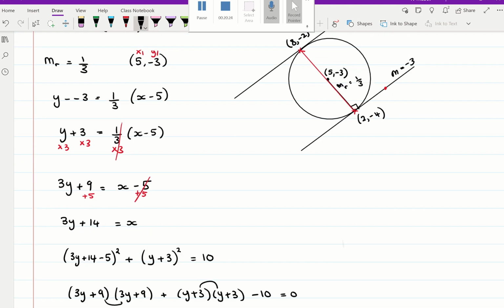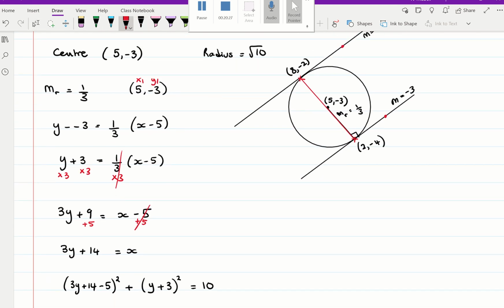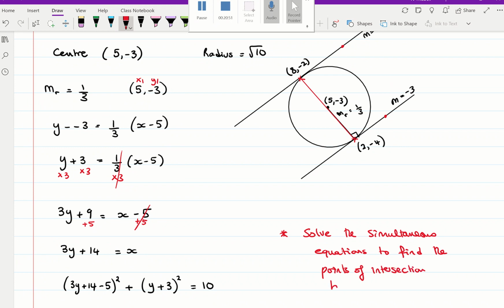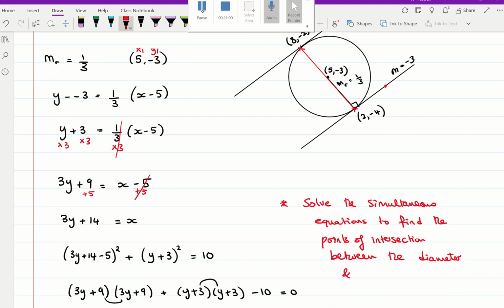So the trick here is to solve the simultaneous equations, or create simultaneous equations to find the points of intersection between the diameter and the two possible parallel tangents.